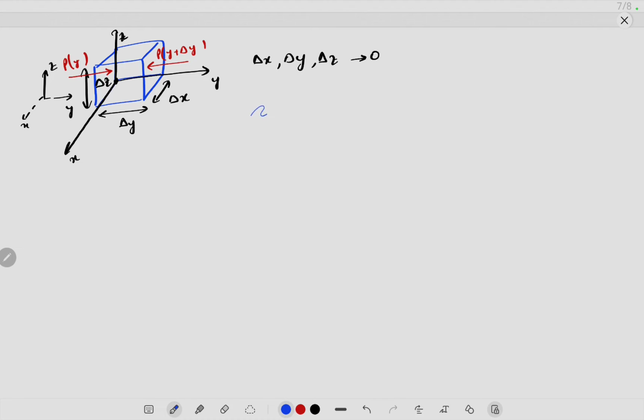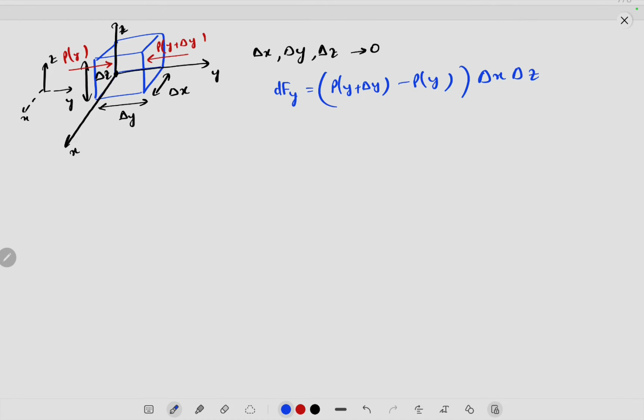Then the force along the y-axis, dFy, will be given by P of y plus delta y times the area, which is delta x times delta z, minus P of y times the area delta x times delta z. So we can just take delta x into delta z outside. So this would be the force on this fluid element along the y-axis, right?